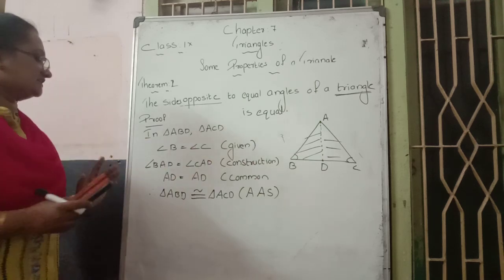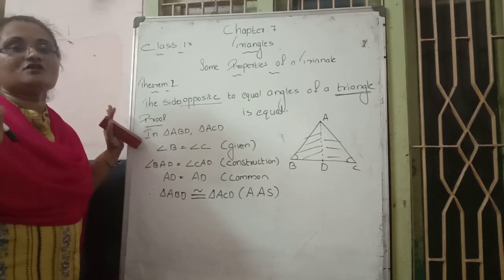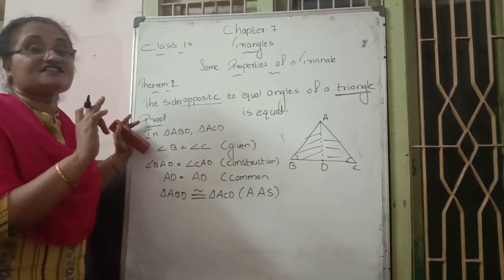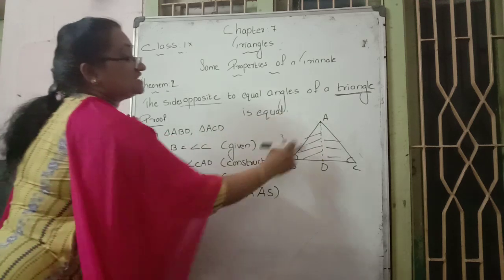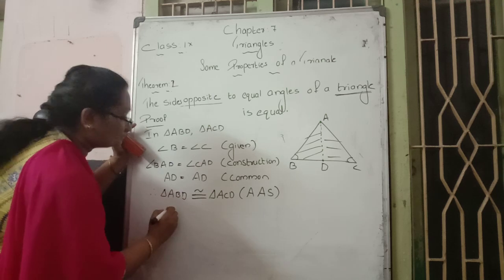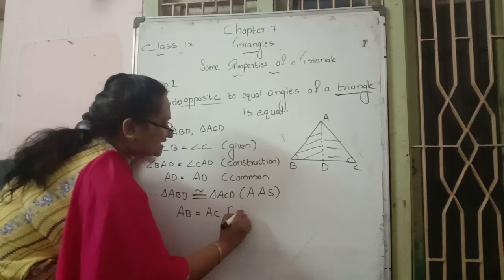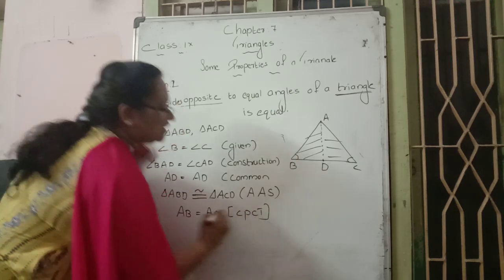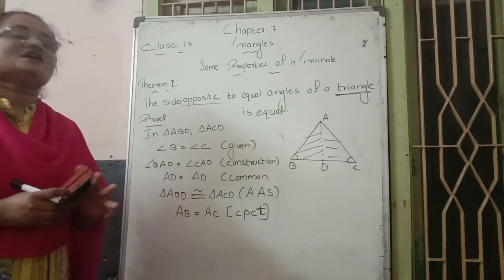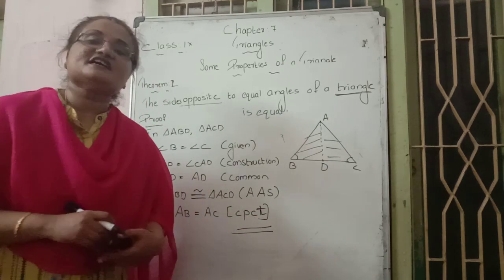That property we call the AAS property. Last class we learned that. There also we proved that the two triangles become congruent triangles. What do we want to prove? We want to say that sides are equal. Which sides? AB side and AC side are equal. That is our question. So by CPCT, corresponding parts of congruent triangles, we can say AB side and AC side are equal. Hence we proved that theorem.